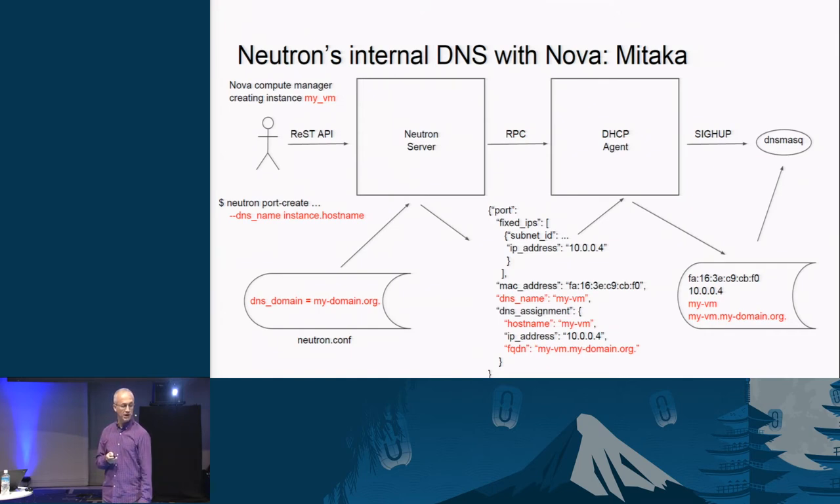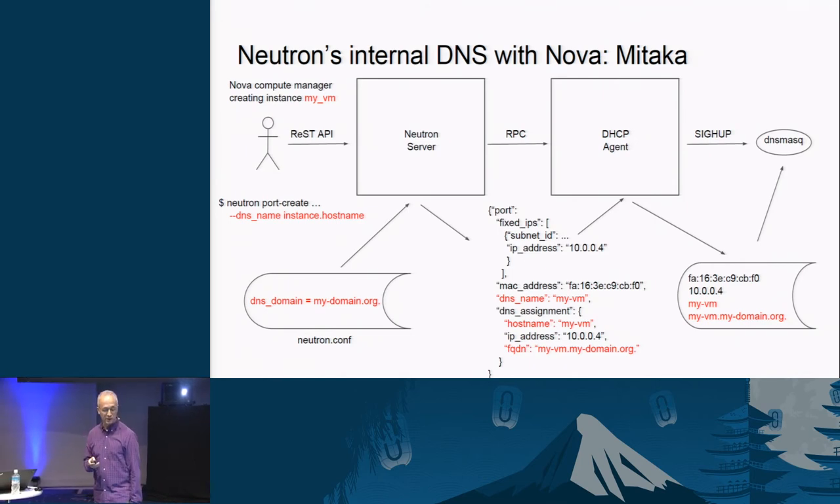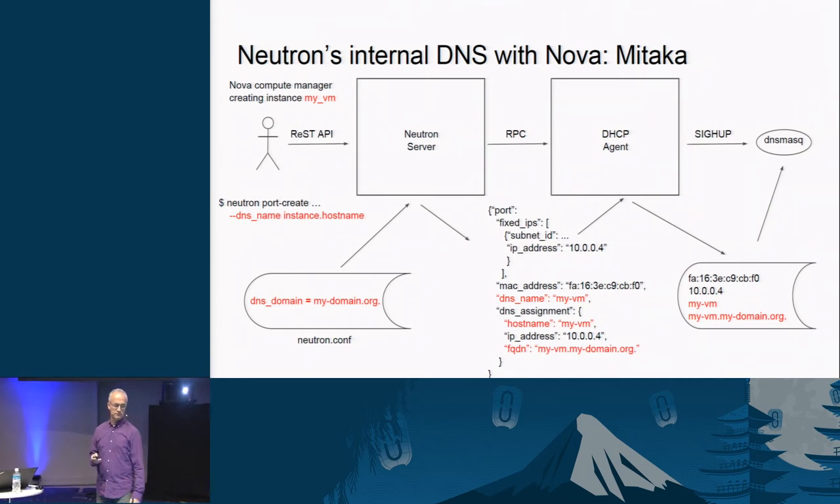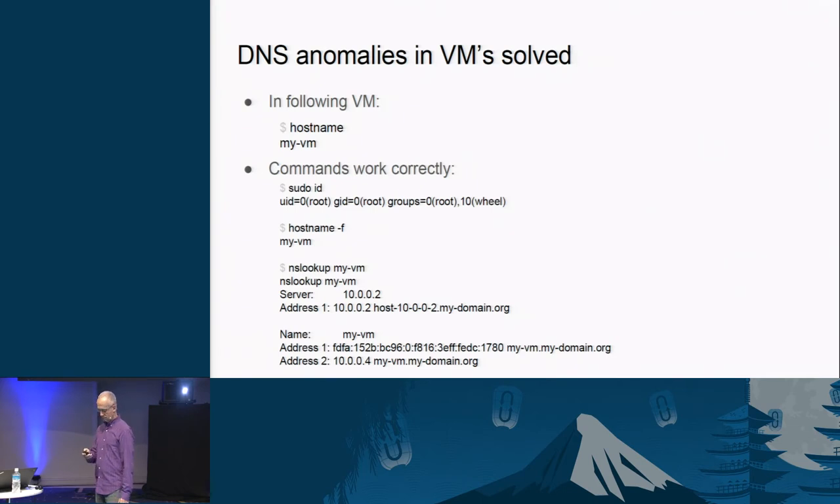So let's say that your instance is my_VM, that name is sanitized to become compliant with DNS names, and it becomes my-VM. And that name is sent to Neutron, and then we follow the path that I already explained. So essentially what's happening is now in your internal DHCP server, you are getting the name of your instance. Your port is known by the name of your instance by dnsmasq. Now you're only getting one name, because the DNS name of that port becomes your instance name.